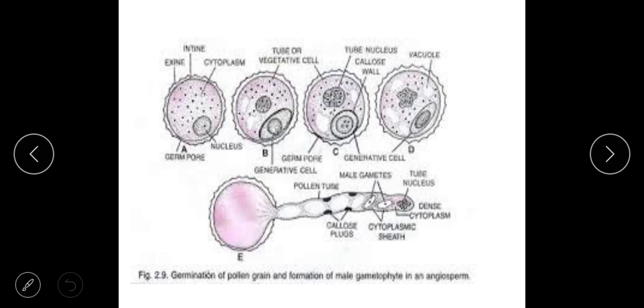This picture shows the various stages in the development of the pollen grain. Here at the last you can see the development of the pollen tube in the mature microspore, and this pollen tube is formed on the stigma.